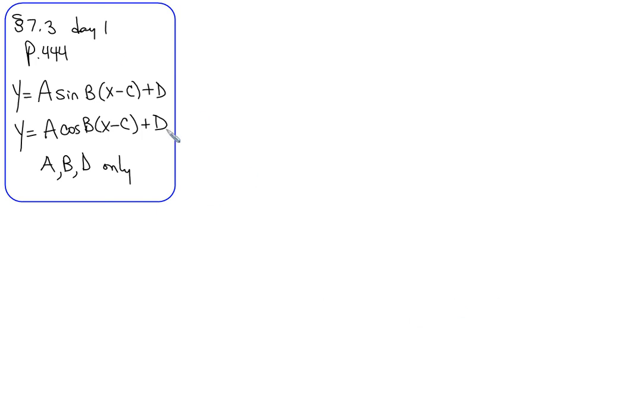So the first thing I want to talk about is A. A represents your amplitude. Now, technically, the amplitude is the absolute value of A. I mentioned to you yesterday that amplitude is always a positive number, hence the absolute value. If A ever is a negative number, then that means you have an additional transformation, and we'll talk about that. But it is not part of the amplitude.